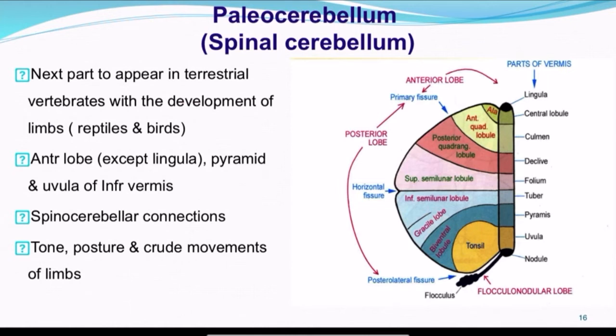The anterior lobe, except lingula, but including the pyramid and uvula of the inferior vermis, will form the components of paleocerebellum or spinal cerebellum. It is concerned with spinocerebellar connections, which maintain tone, posture and crude movements of limbs. It includes the anterior lobe except lingula, but the pyramid and uvula of the inferior vermis have more of spinal cord connections to maintain tone, posture and crude movements of limbs.